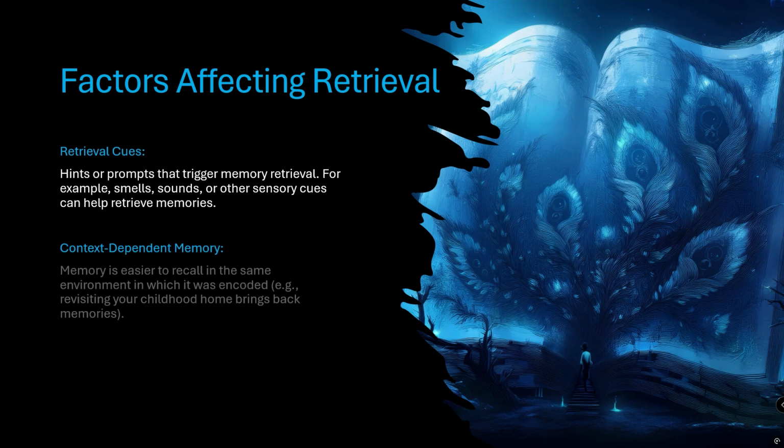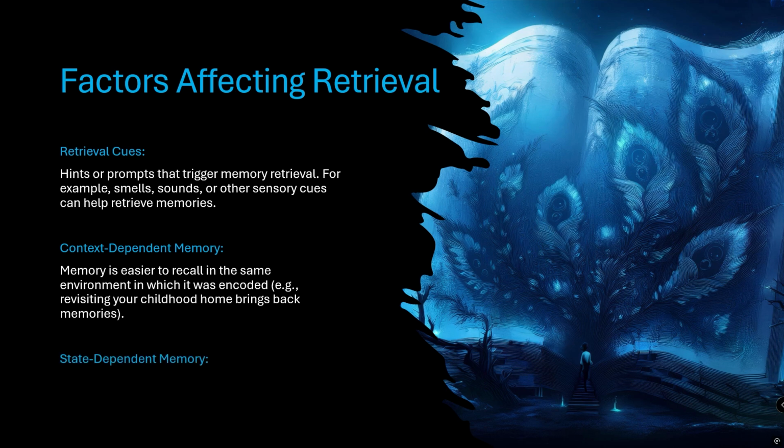Context-dependent memory. Memory is easier to recall in the same environment in which it was encoded. Example, revisiting your childhood home brings back memories. Again, this is something that you might realize. You might go sit an exam, and find it really difficult to retrieve any of the information. But then when you're back at home, in your bedroom where you've been revising, you can recall the information a lot easier. Could be based on context-dependent memory. So memory is easier to recall in the same environment in which it was encoded.